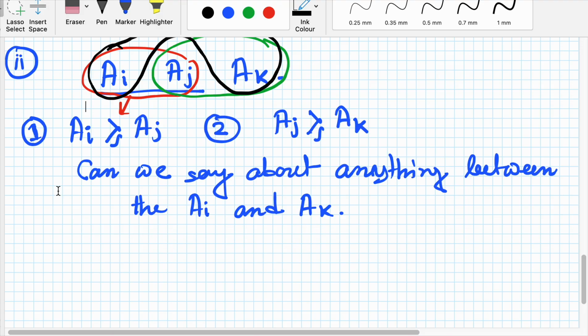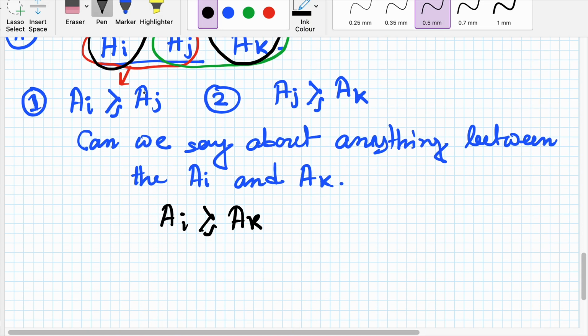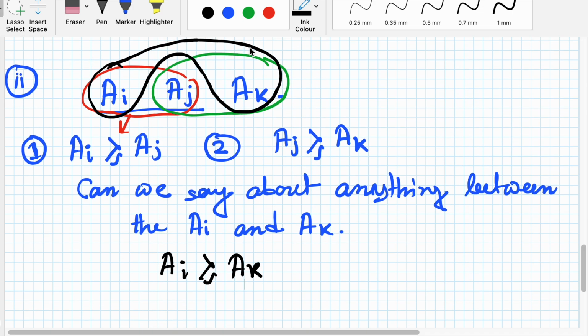So this is very intuitive, how we think that if AI is preferred over AJ and AJ preferred over AK, it is very natural to think that AI should be preferred or indifferent over AK. If the subject's preference obeys this relation, this preference is called transitive between this pairwise comparison.